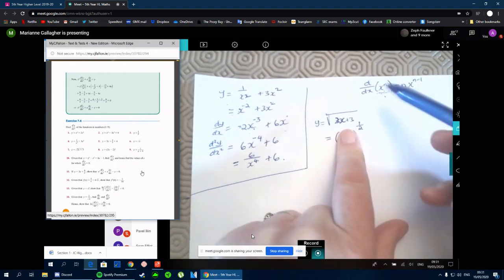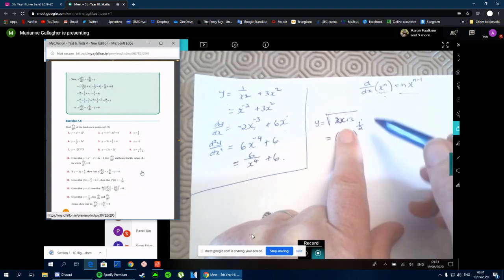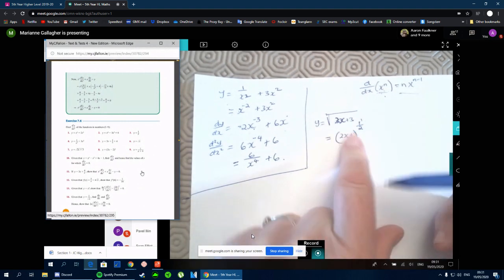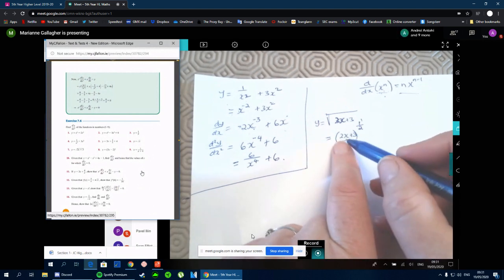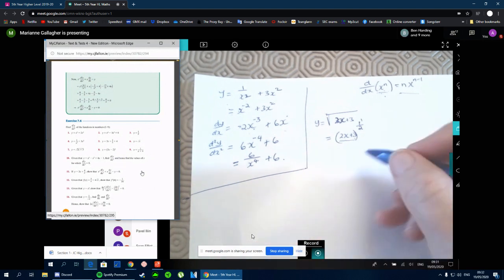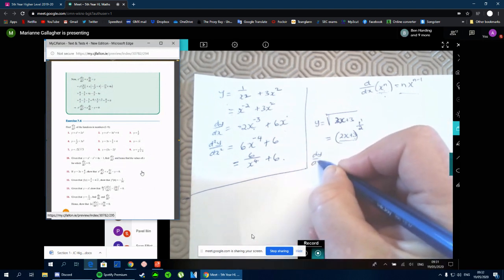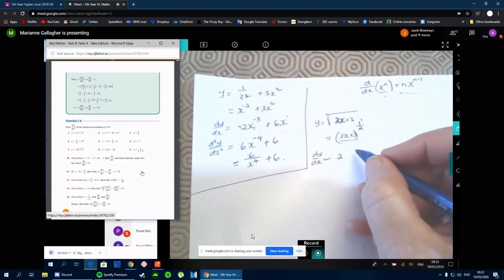Now, that's in the format of something to a power. So we bring down the half and we reduce the power by 1. But this is not plain x here, so we also have to multiply by the derivative of what's in here. That's the chain rule. So dy dx, the derivative of what's in this is 2. Do that first so you don't forget.